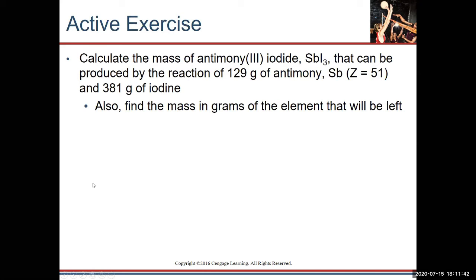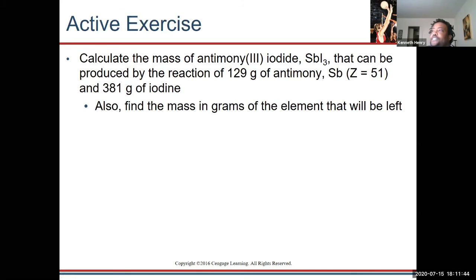Calculate the mass. Okay, so it says, calculate the mass of antimony 3 iodide, SbI3, that can be produced by the reaction of 129 grams of antimony and 381 grams of iodine. Okay? So what is the first thing that we're going to want to do?